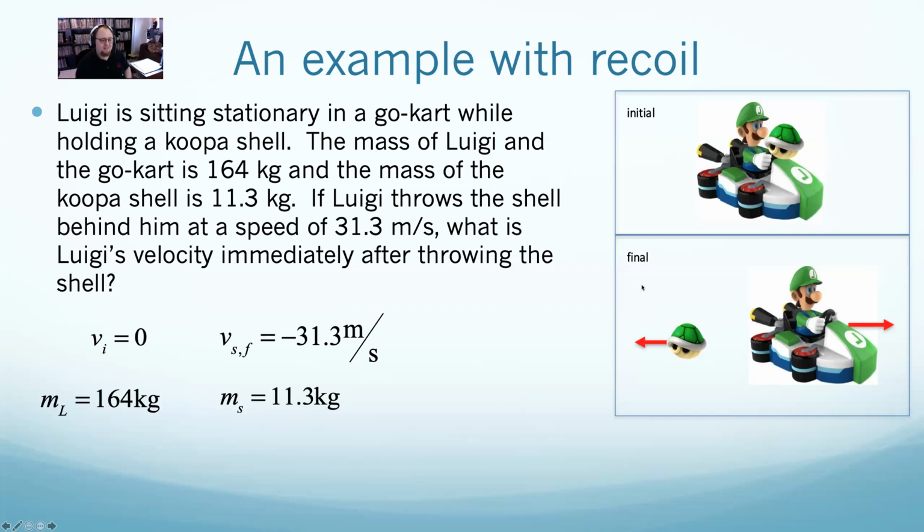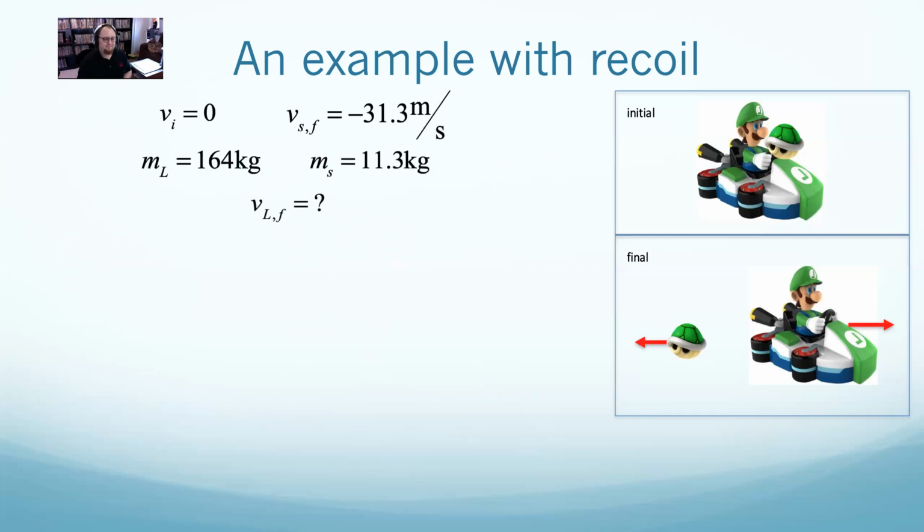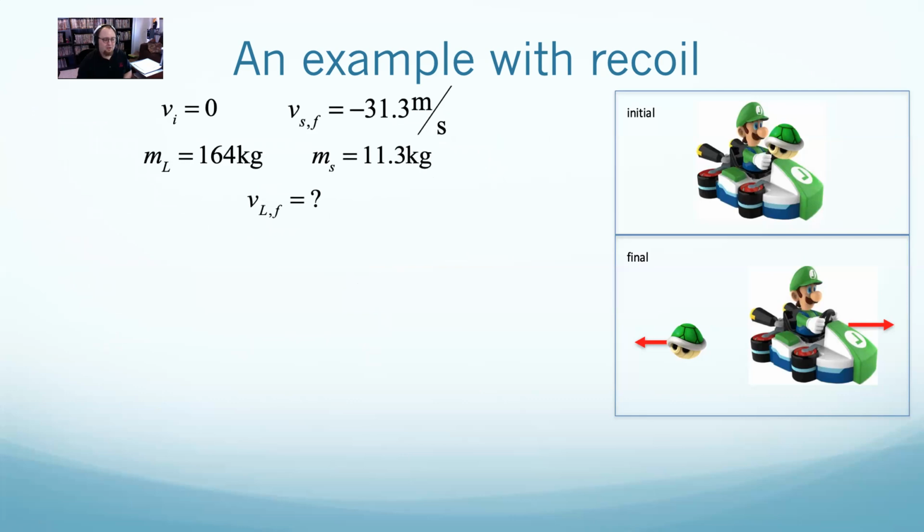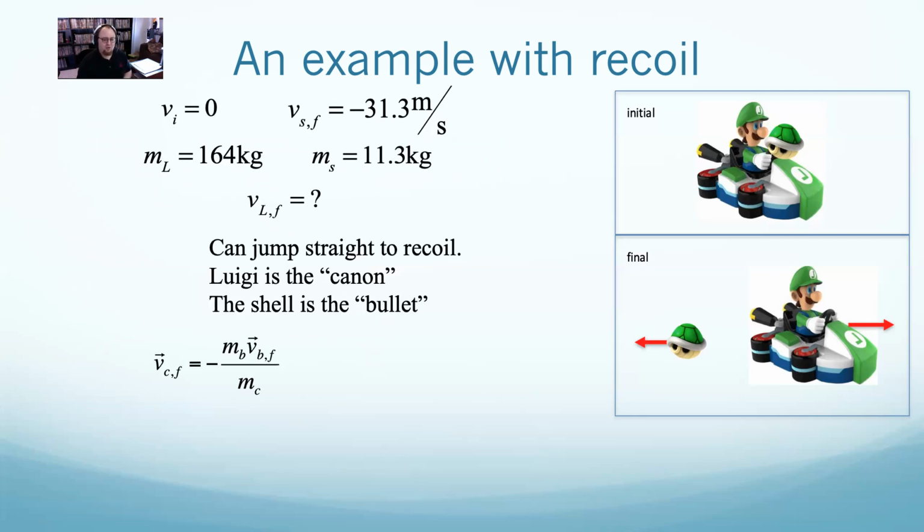Knowing their masses, what is Luigi's velocity? Any questions there so far? Earlier I had the recoil equation. I said this equation is all recoil, and this is a recoil. It's just Luigi is the cannon and the shell is the bullet. Oh, I didn't use cannonball, I used bullet back then. It's just Luigi launching a shell as opposed to a cannon launching a bullet.